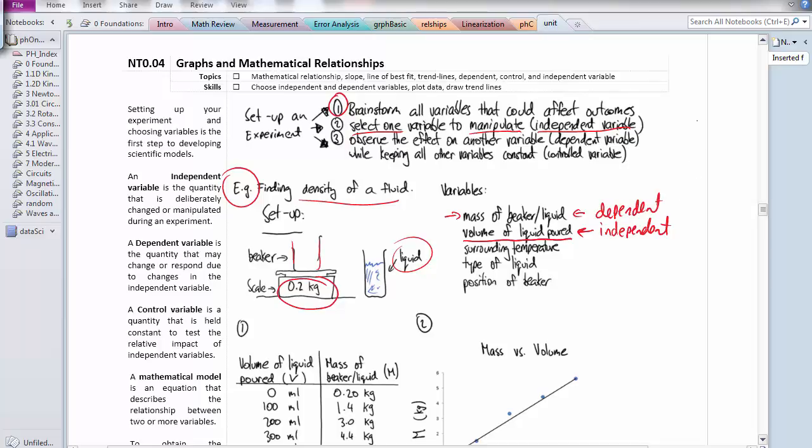And so we have to observe the effect on another variable, which we just chose, while keeping all the other variables constant. In order for this experiment to work, we have to keep all of these things the same between each measurement. We call these the controlled variables.